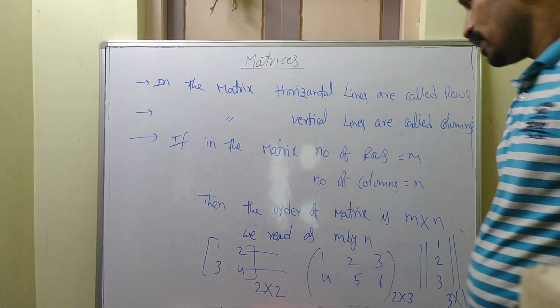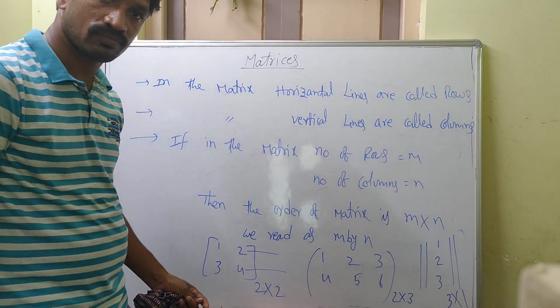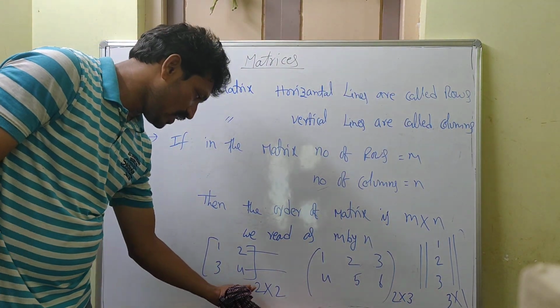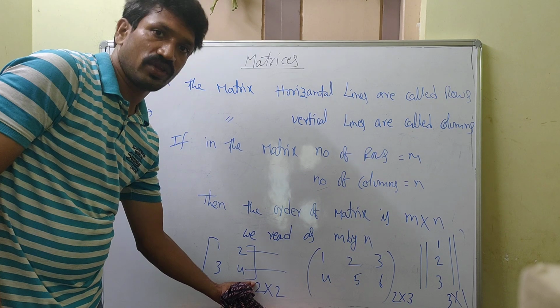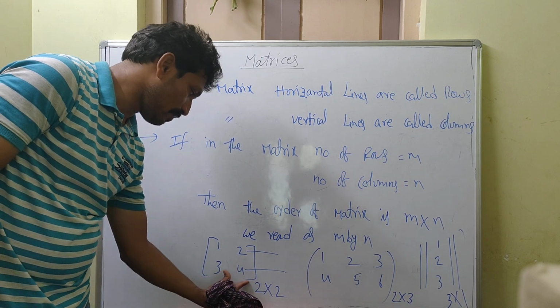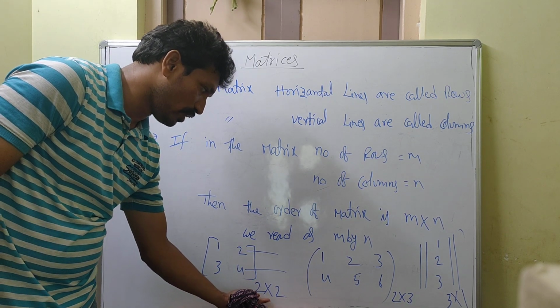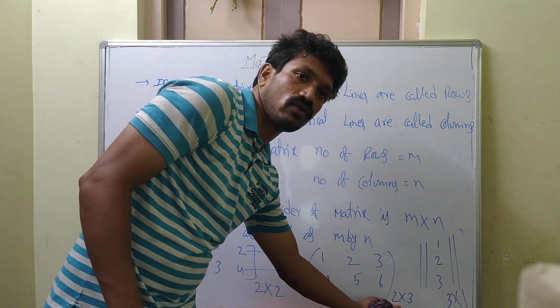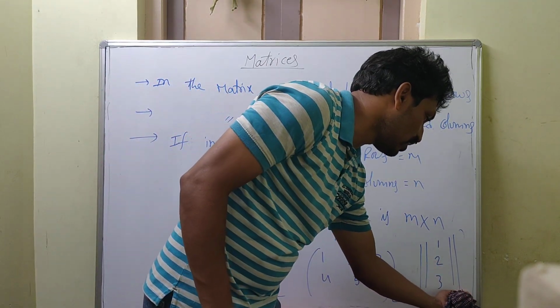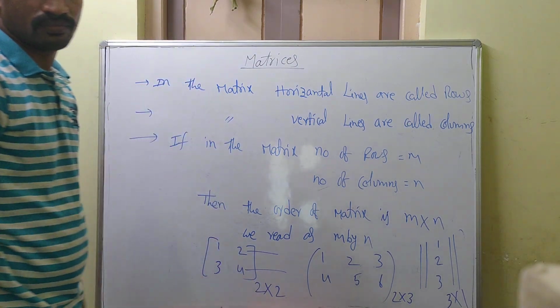Generally, the order of the matrix is written in the suffix of that matrix only. If this is the matrix, we can write in this place 2 by 2. For this one you can write 2 by 3. For this one you can write 3 by 1.